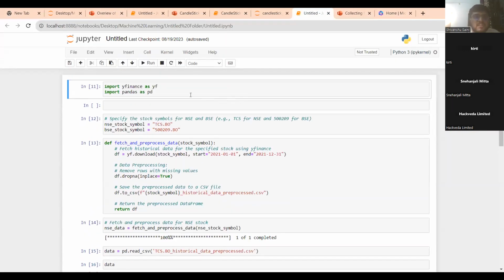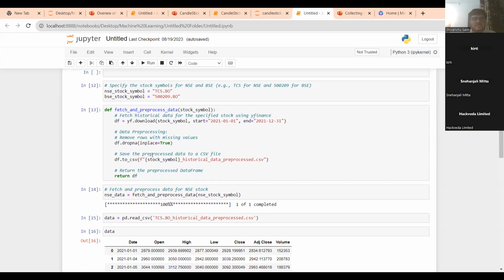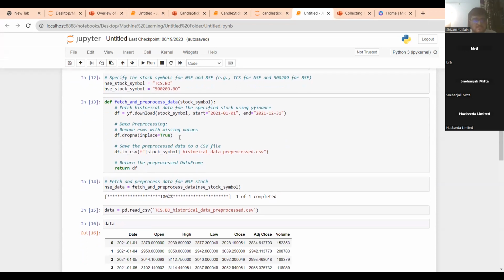So first I have imported yfinance as yf and pandas as pd. For the NSE stock symbol, I have predicted the price for TCS. This is the TCS stock symbol for NSE and BSE. Then I have formed the functions to fetch and prepare this data.